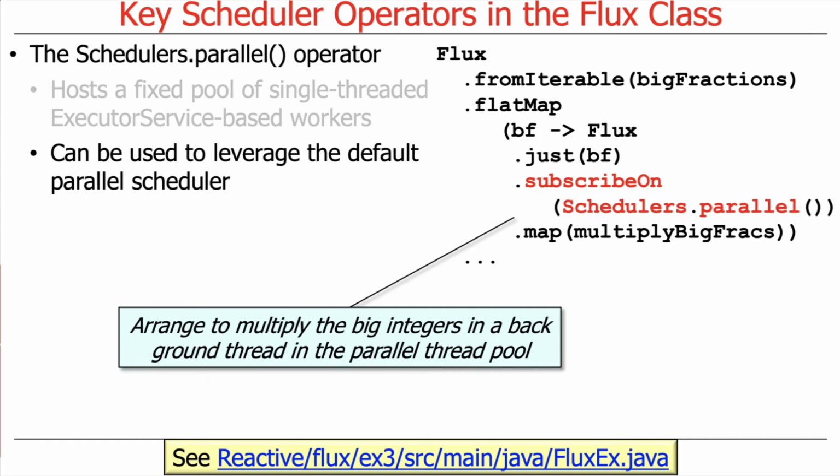Here's an example of how we use this. We showed this earlier when we were talking about flatMap. And flatMap, as you can see, is going to run each of these computations to multiply the big fractions by some constant in some thread in the parallel thread pool.